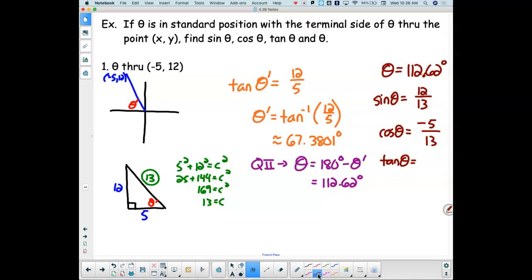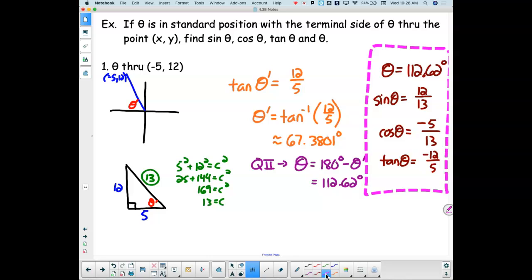Tangent of theta. -12 over 5. Okay? So the triangle works, but then we have to go back to our signs: sine is positive in quadrants 1 and 2. Cosine is positive in quadrants 1 and 4. Tangent is positive in quadrants 1 and 3.